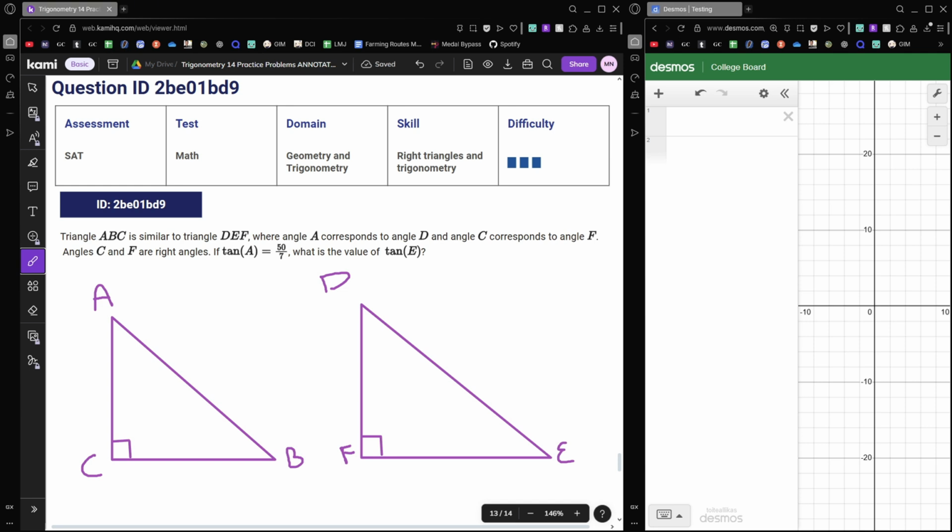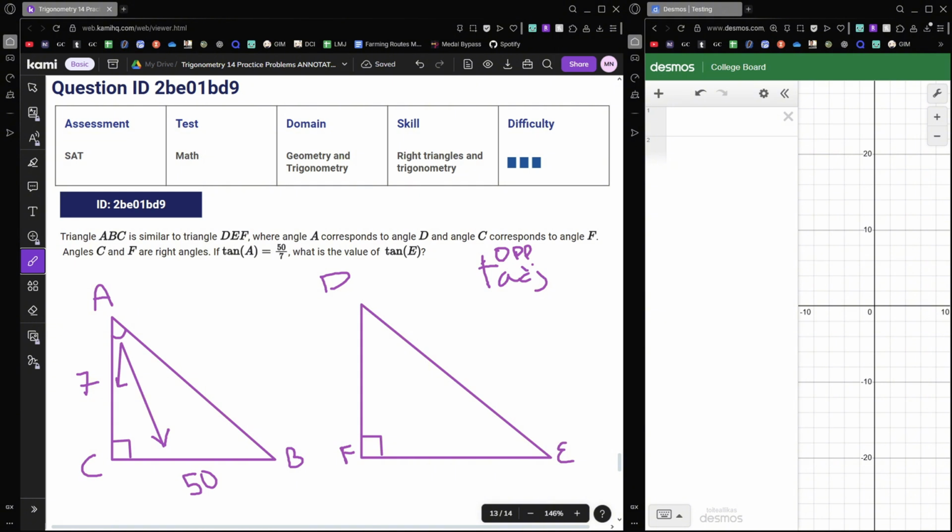Alright, so I went ahead and drew our two similar triangles. If tan of A is equal to 50 over 7, so in SOHCAHTOA, tan is TOA, which is opposite over adjacent. Here's angle A. Opposite of angle A is this side, and that's going to be 50. And adjacent to angle A is this side, which is going to be 7.